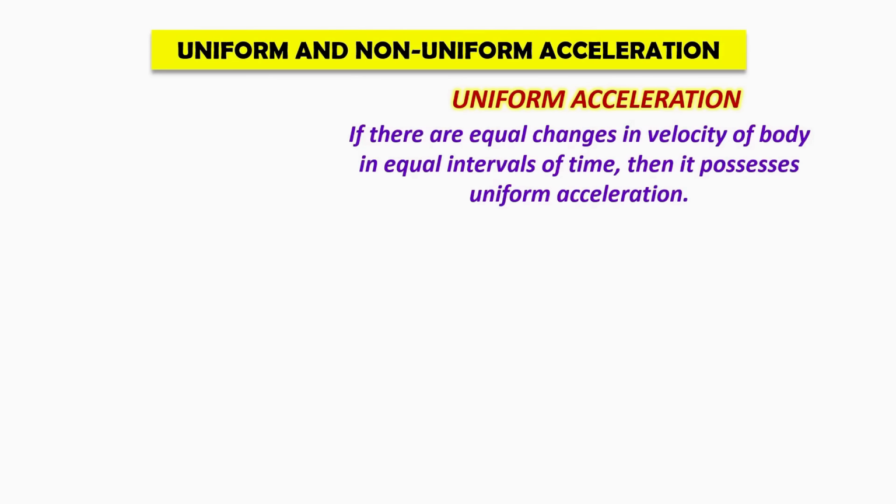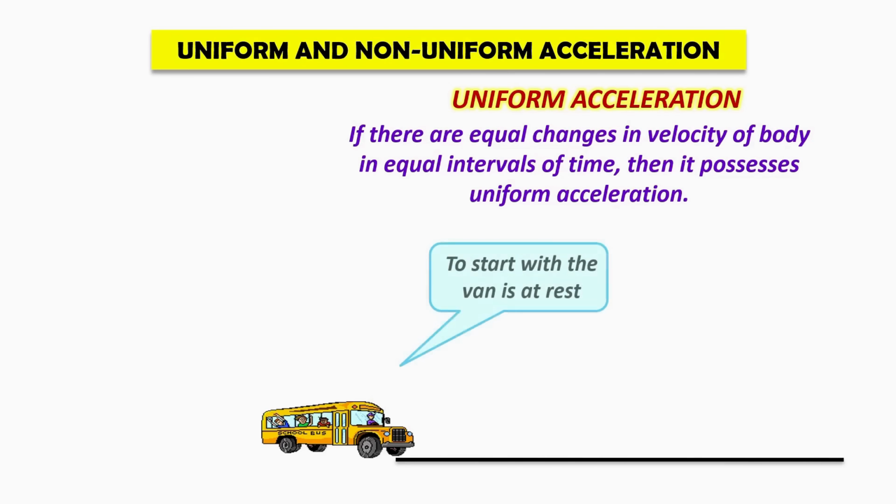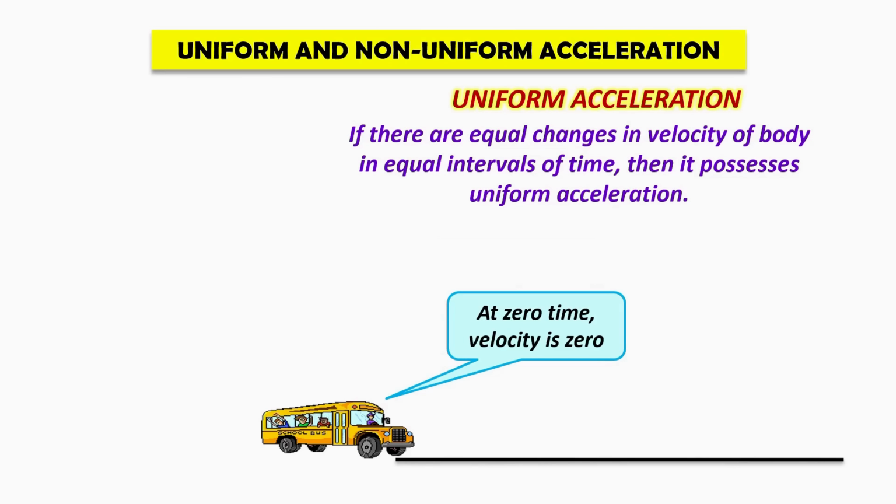Uniform acceleration. Let us now understand uniform acceleration. Uniform acceleration means that the velocity of a body changes by equal amounts in equal intervals of time. To understand this, let us take an example. Imagine a van that is initially at rest. That means, at 0 time, the velocity of the van is 0 meters per second.